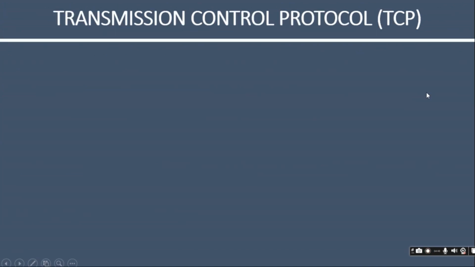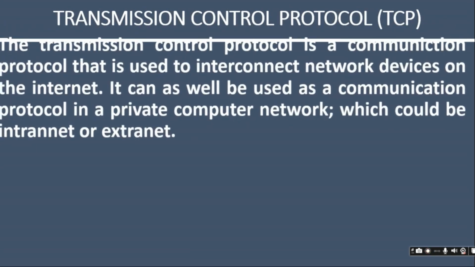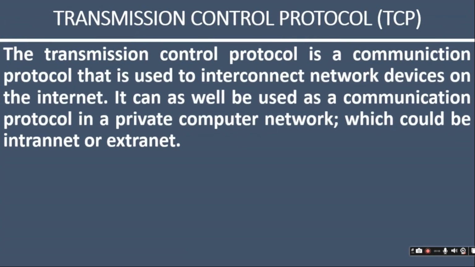Now, let's talk about Transmission Control Protocol, because we mentioned that if we don't use the OSI model, what we use is the TCP/IP model. That gives us an edge to quickly look at what TCP simply means. The term Transmission Control Protocol is a communication protocol that is used to interconnect network devices on the internet. TCP helps us to interconnect network devices on the internet.